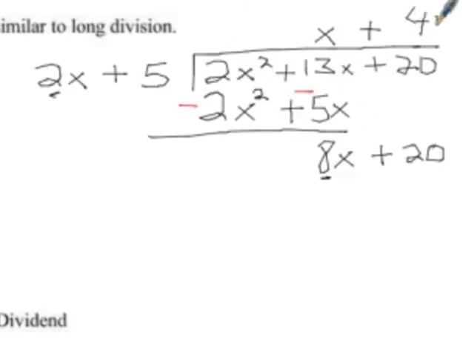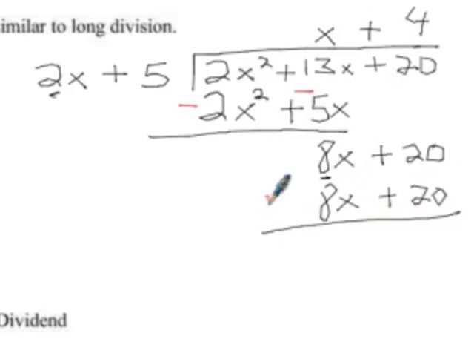Now let's multiply. So 4 times 2x is 8x, and 4 times 5 is 20. Draw the line. Change the signs. If this were already negative, you'd make it positive. Cancel, and then 20 and negative 20 cancels. So my final answer when I do that division is just x plus 4 with no remainder.